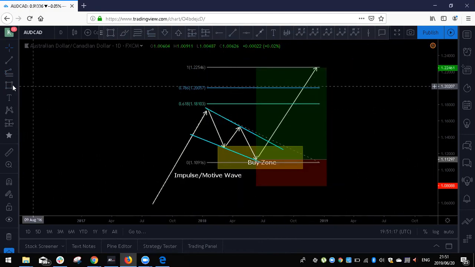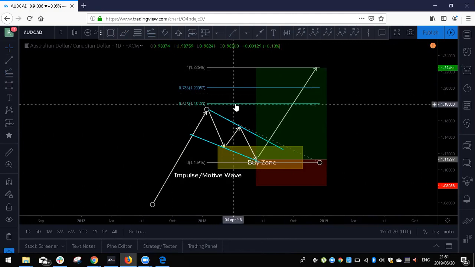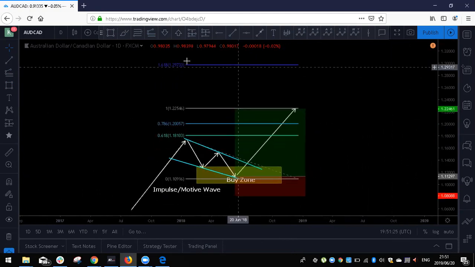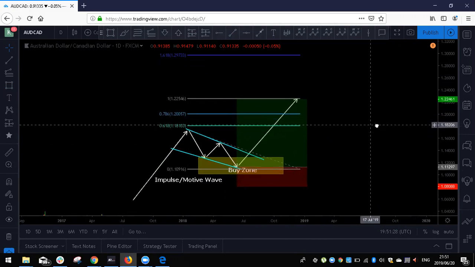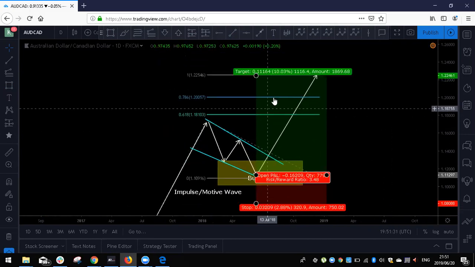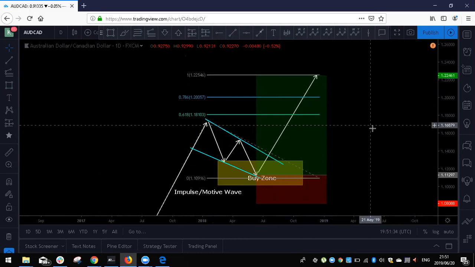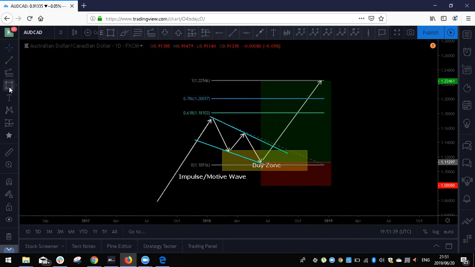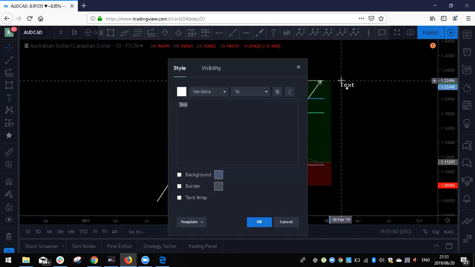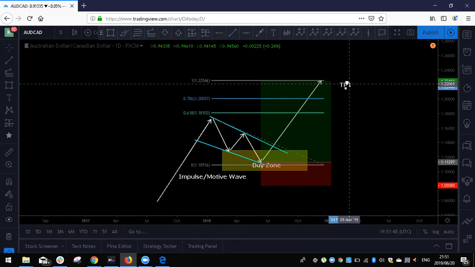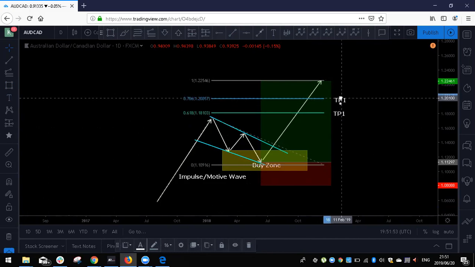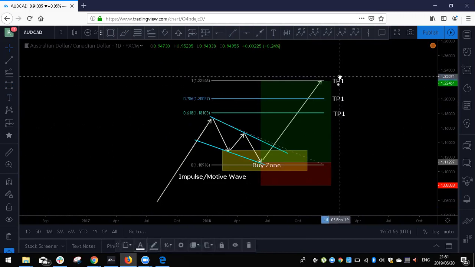You remember I told you my TP1 is 0.618, then 0.786, 1, and then 1.618. So you can see I'll be taking partial profits as it's going to my target. So it's my TP1. TP1 is here. TP2, TP3.